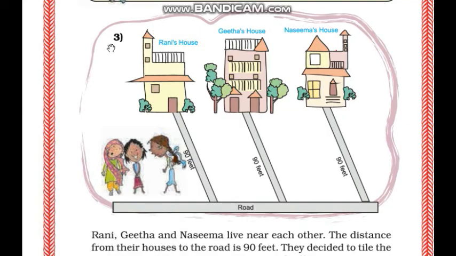Now question number 3. This is the last question of this chapter. Rani, Geeta and Nasima live near each other. Here are the girls. The distance from their houses to the road is 90 feet. As you can see in the picture, here Rani's house, here Geeta's house, from house to road is 90 feet, and here also from Nasima's house to road is also 90 feet.